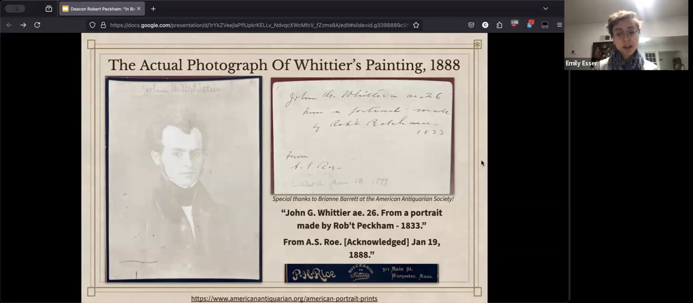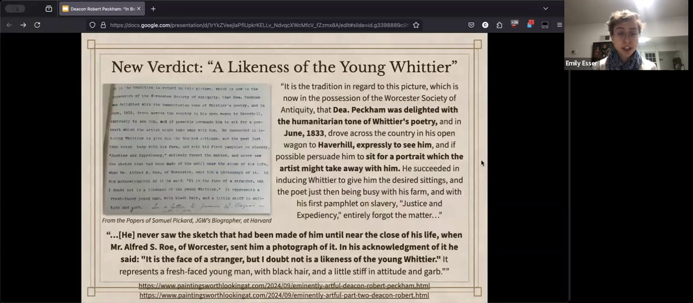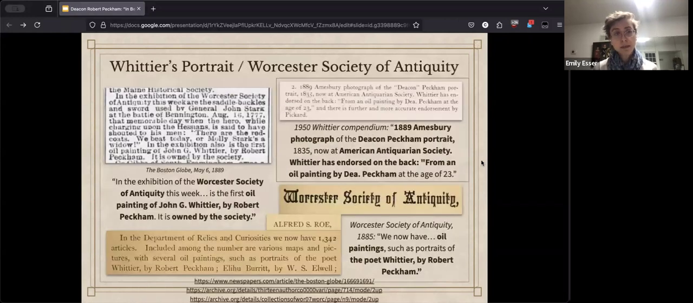I'd like to think so. We don't know exactly what Peckham did with it. The documentation mentions he was persuaded to sit for a portrait which the artist might take away with him. Now, I don't know exactly what he intended to do with it, but it probably was destined for the Westminster Academy, is my best supposition.